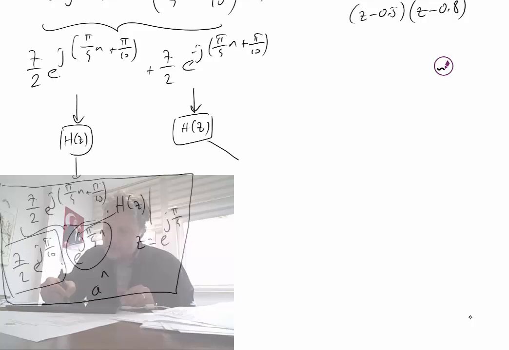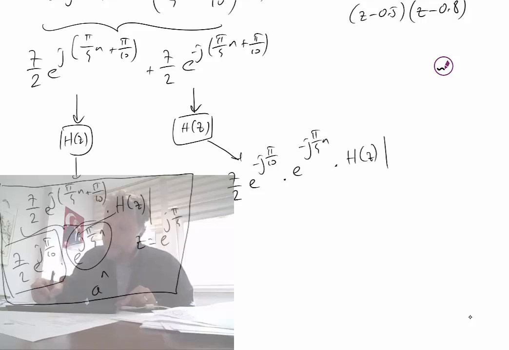And to this, the output is 7 over 2 e to the minus j pi over 10, I'm going to write it separately, times e to the minus j pi over 4 n times h of z evaluated at z is equal to a here. What is a? E to the minus j pi over 4.